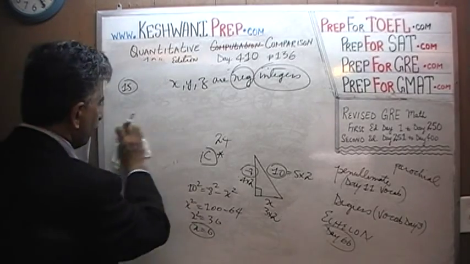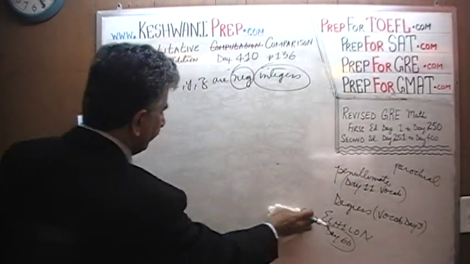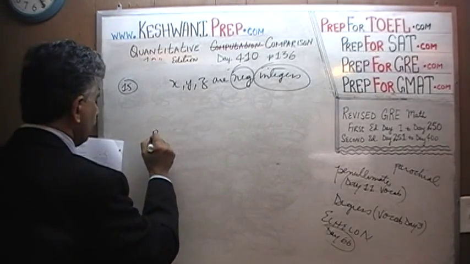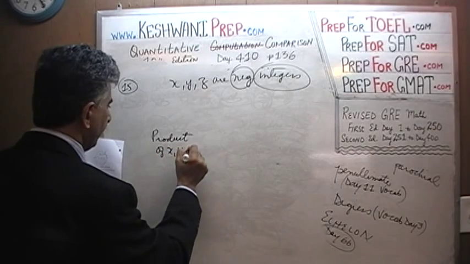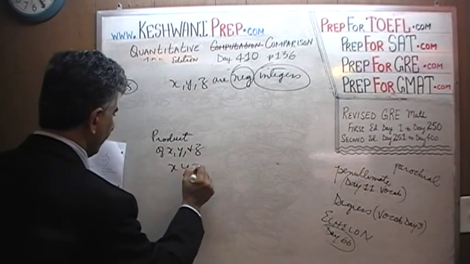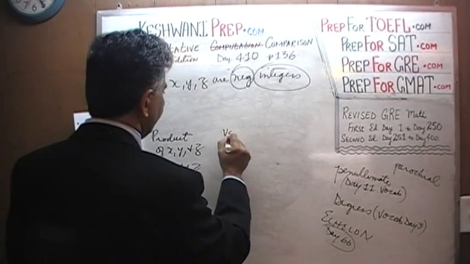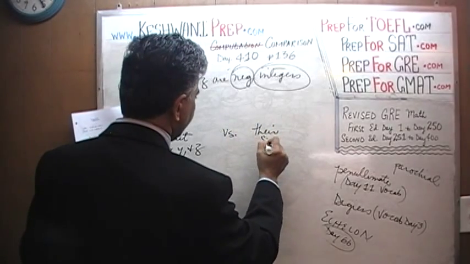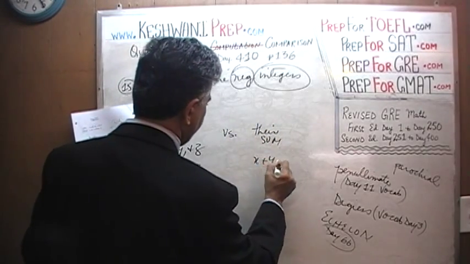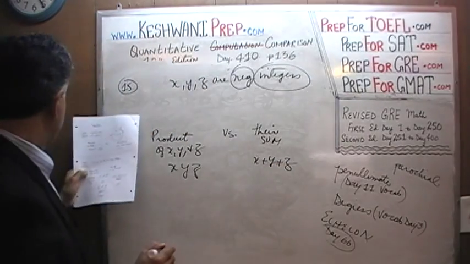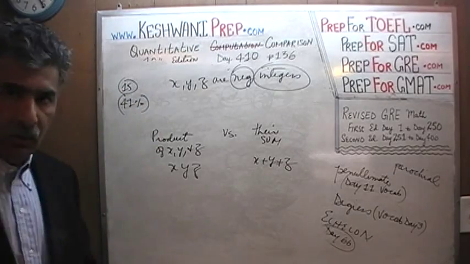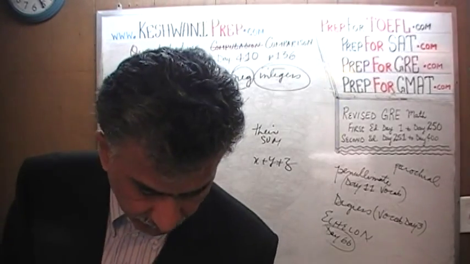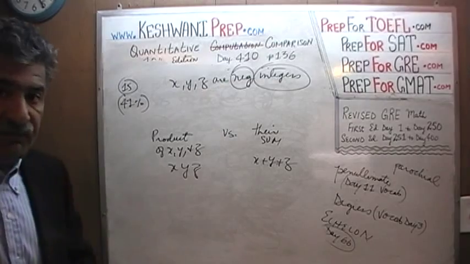And what we are being asked to compare is the product of x, y, and z versus their sum, x plus y plus z. Only 41% of the people who took the exam got it right. Almost 3/5 of the people missed it.